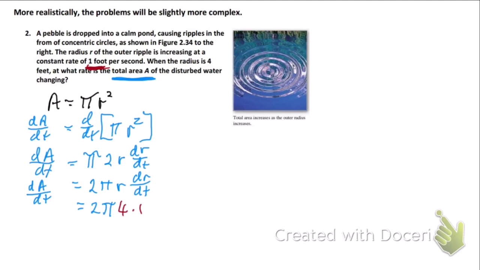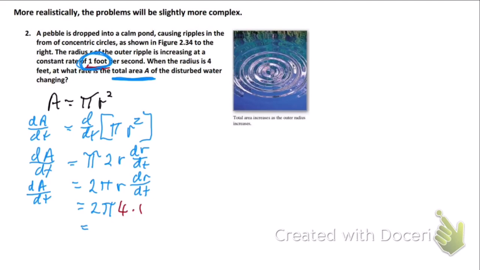Okay, so now then, what do we have? Why is dr over dt equal 1? Because right here, the rate of change is 1 foot. I just circled it. And a constant rate of 1 foot per second. So the radius is increasing at a constant 1 foot per second. That's why dr over dt equals 1. Exactly. The radius is increasing. That makes sense.